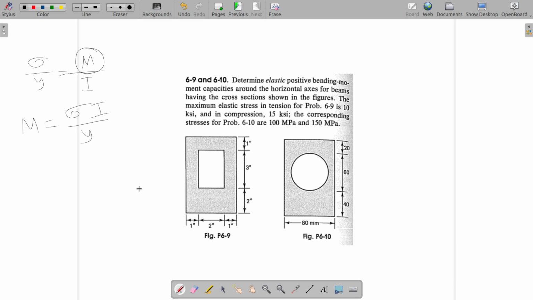And it's quite straightforward, but the only thing you need to consider is that they have given us the limiting value for both tension and compression, and you need to find out first the value of bending moment using the limiting value of tension, and then calculate the bending moment using the limiting value of compression, and from these two values of bending moment you will choose the smaller value, because you need to make sure that the limiting values of stresses are not crossed.